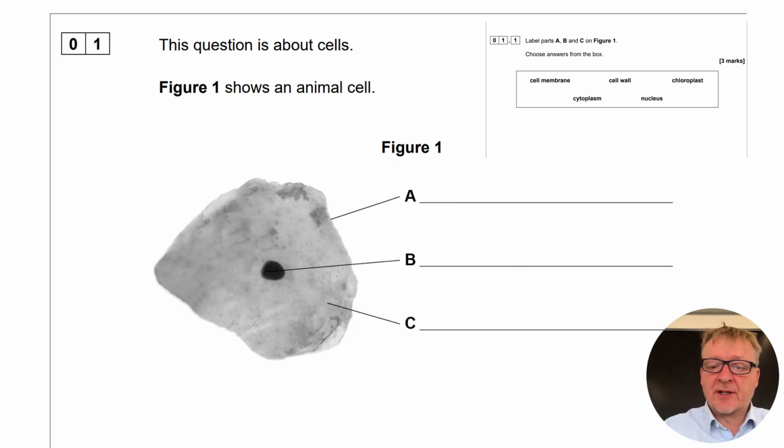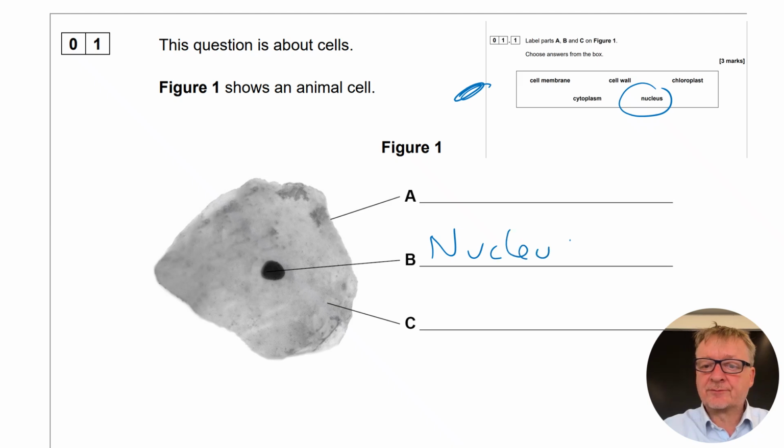Right, so this question is about cells, and it shows an animal cell. Not the typical one that you might see. It's asking us to label A, B and C. At the top we've got all the words that you can possibly use. So B is obvious, so I'm going to put nucleus.